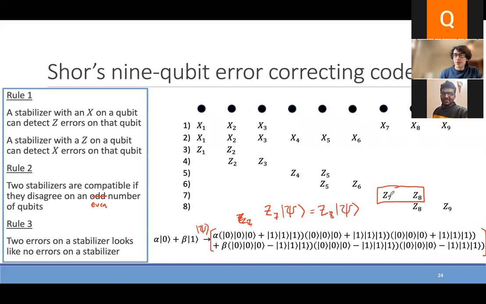So when we wrote down a state with Z7 times Z8 equals 1, that means we've also written down a state with Z7 acting on that state equal to Z8 acting on that state. Because this says Z7 Z8 psi equals psi. So we know that this must be true, which means that that implies that this is true.